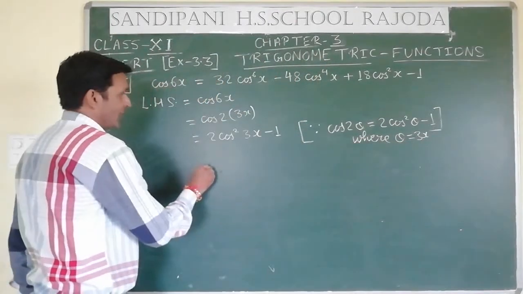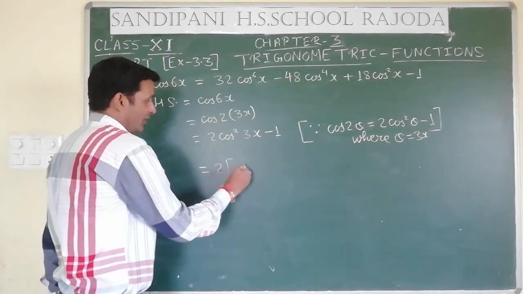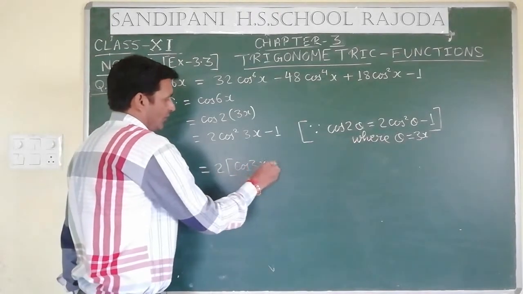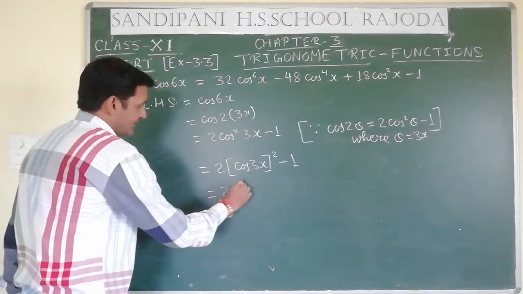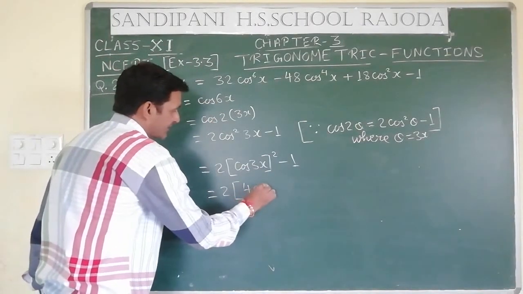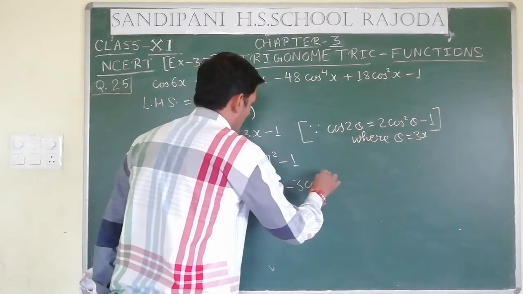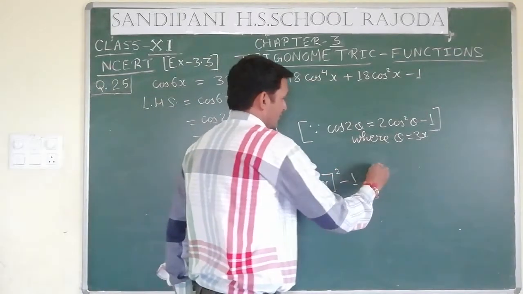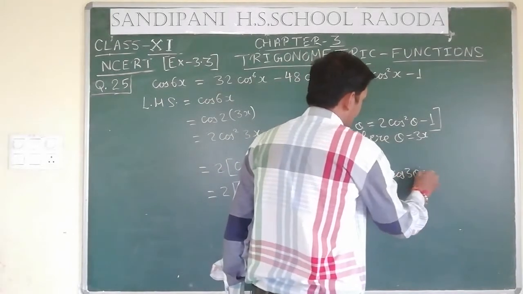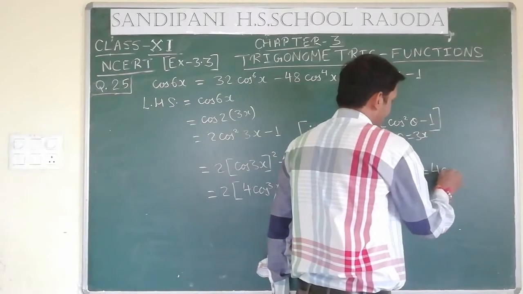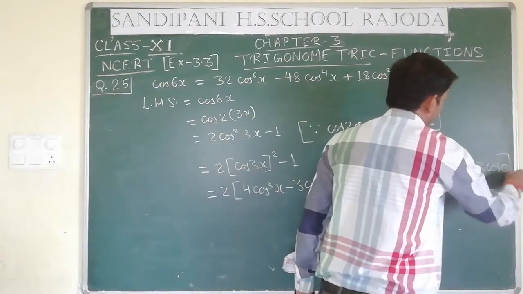So now we may apply here the formula for cos 3x. Let me write it first of all. 2 into cos 3x whole square minus 1. Formula for cos 3x is 4 cos cube x minus 3 cos x, whole square, minus 1. So here we have to mention the formula cos 3 theta is equal to 4 cos cube theta minus 3 cos theta. This will be applicable.